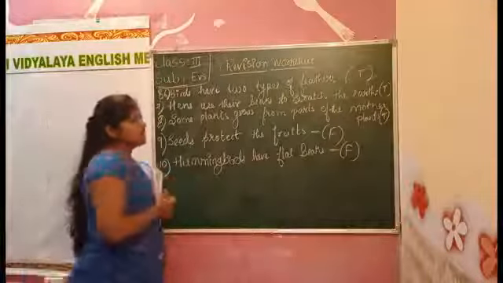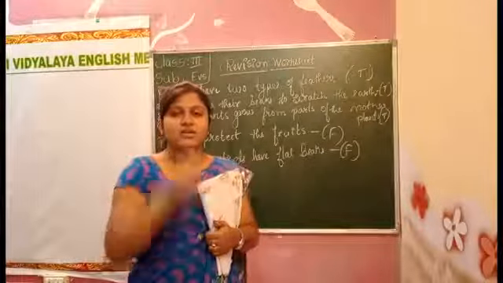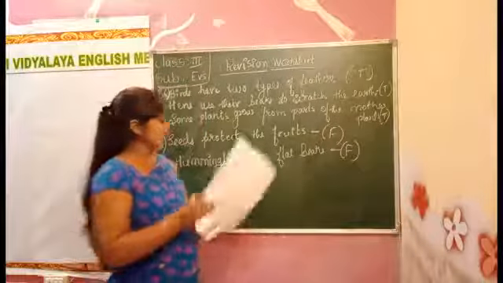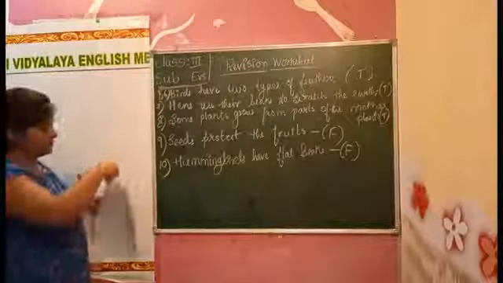Next one. Hummingbirds have a flat beak. No, hummingbirds don't have a flat beak. It has a strong pointed beak. Okay, now that is the true and false. Now copy this one in your classroom, children. All of you.